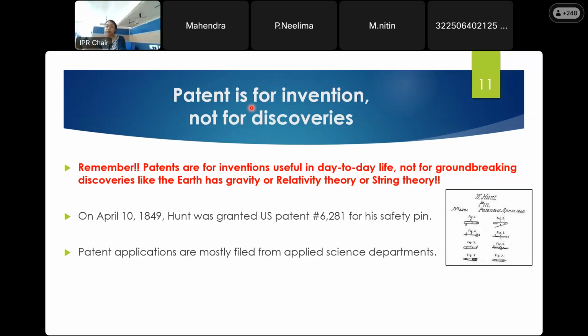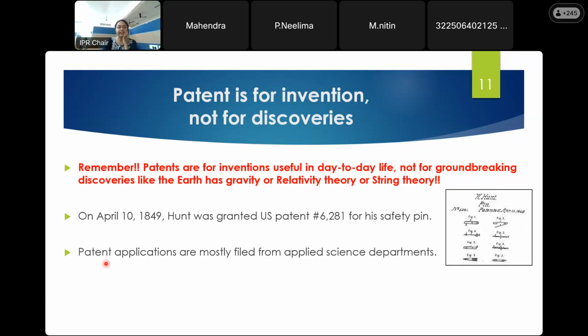On the screen, if you're not sleeping, there is an example of a safety pin that you can use to pin some things together. That is useful for day-to-day life, right? So in the year 1849, somebody named Hunt in the US got a patent for this safety pin. So you can understand that things that are very useful for day-to-day life will be eligible for patent, but not any groundbreaking discoveries, because you are not going to stop the scientific progress of mankind.